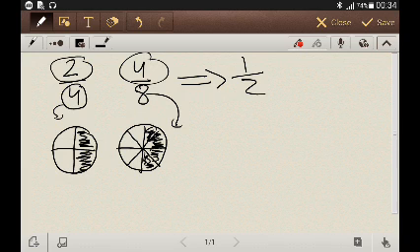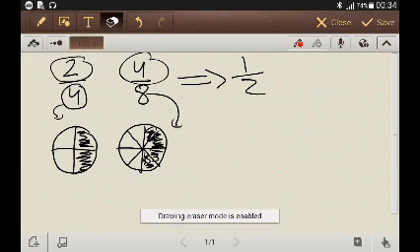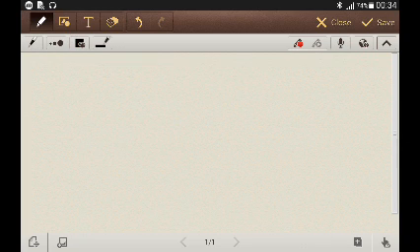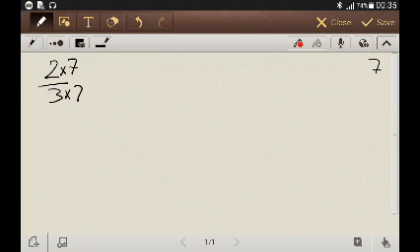Now, how to get the equivalent fractions? It's extremely easy. Let's say you have this fraction over here, 2 over 3, and you want to get an equivalent fraction of it. You can multiply any number. You can choose any number to use. Let's say number 7. So here, multiply the numerator by 7 and the denominator by 7.